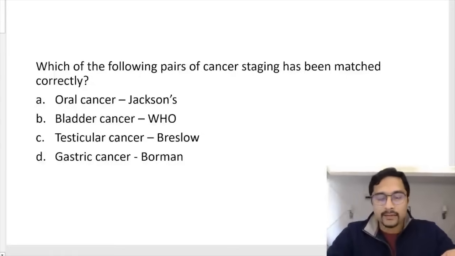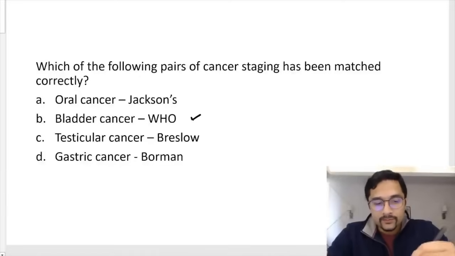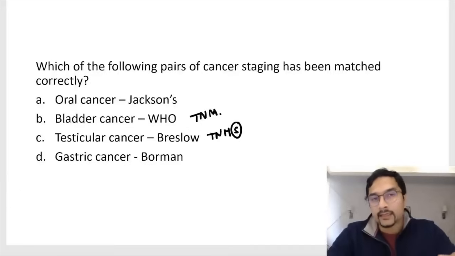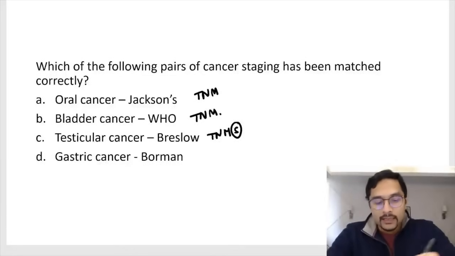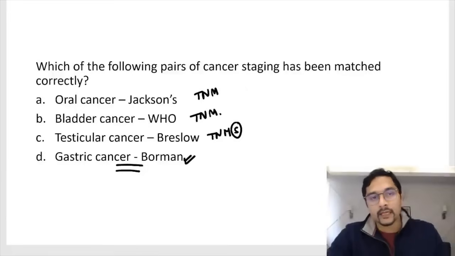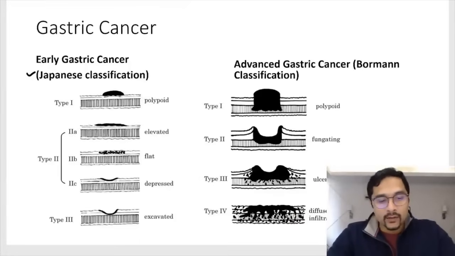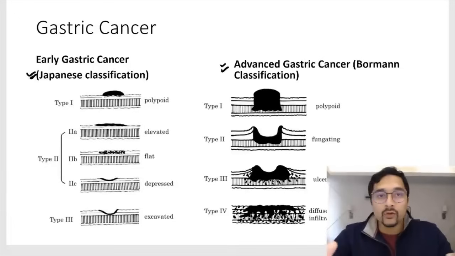Which of the following pairs of cancer staging have been marked correctly? Bladder cancer, WHO. Bladder cancer is going to be TNM staging. Testicular cancer is going to be again TNMS, where S stands for the value of the tumor marker. Oral cancer, again we have the TNM staging. Gastric cancer, you can have the Bormann staging and the Japanese classification. These are for gastric cancers. For early gastric cancer, you have the Japanese classification. For advanced gastric cancer, you have the Bormann classification. You don't need to know the details of both of them.